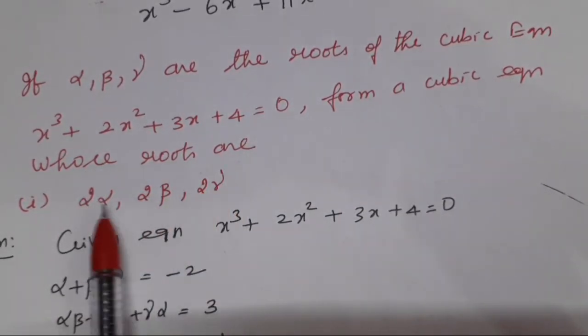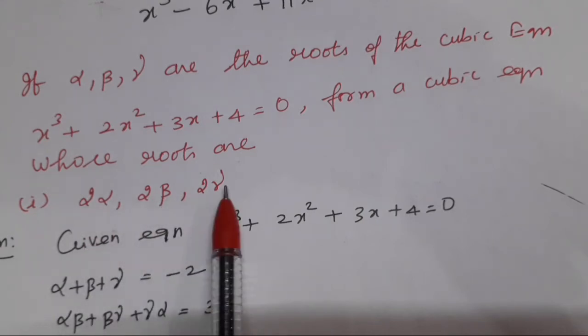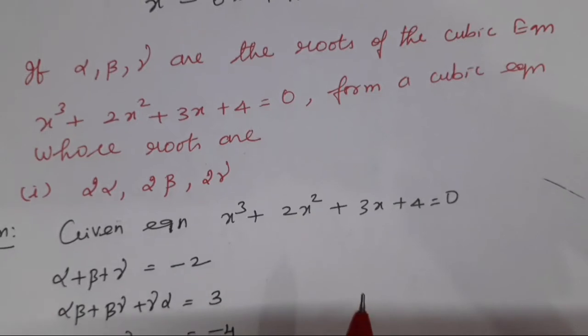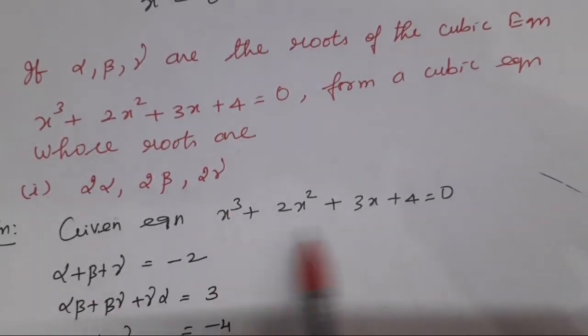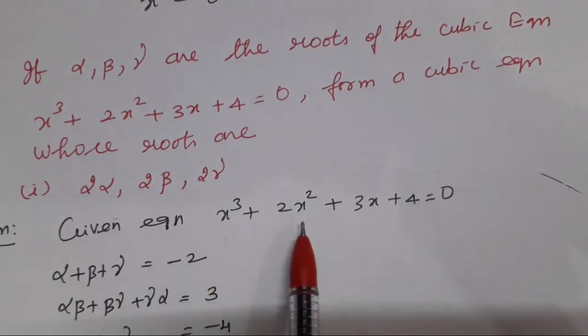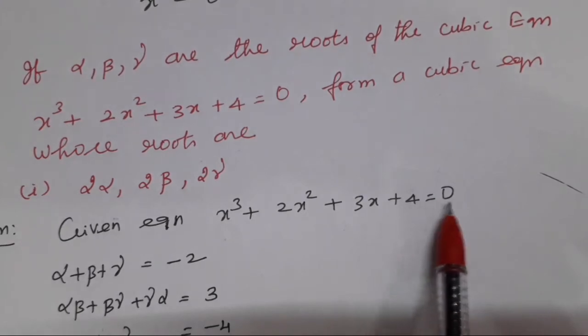The other roots are what? 2 alpha, 2 beta, 2 gamma. Like that, alpha beta sums were studied in the 10th standard itself. I'll recall the sum one more time. But now listen, this is a cubic equation given in the sum. So this is also a beta formula. What is the given equation? The given equation is x cube plus 2x square plus 3x plus 4 equal to 0.